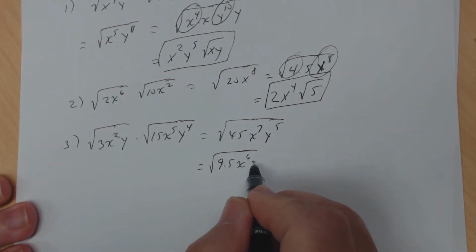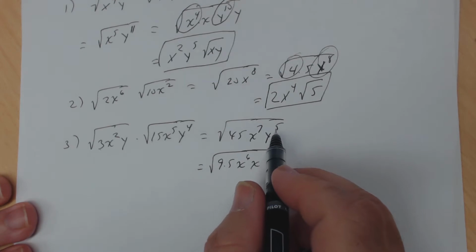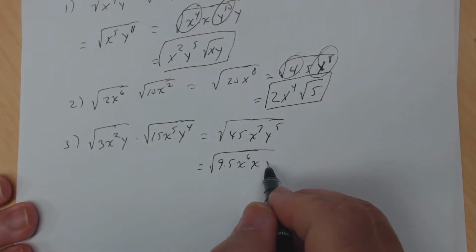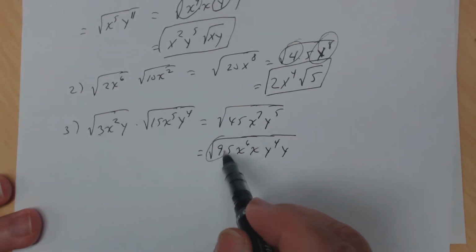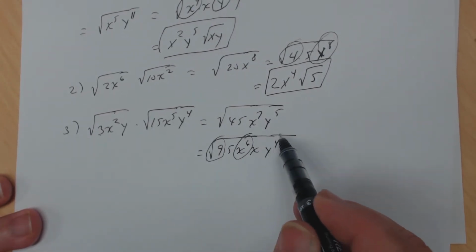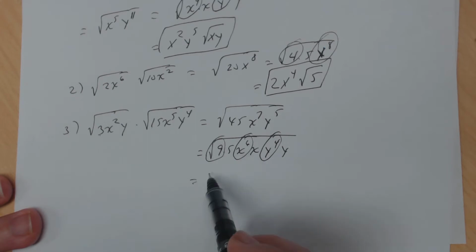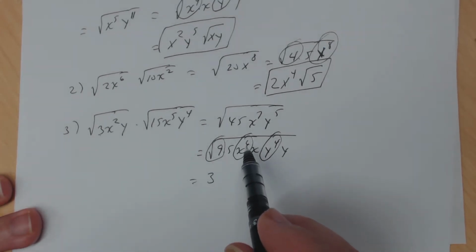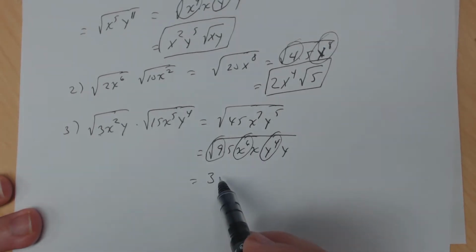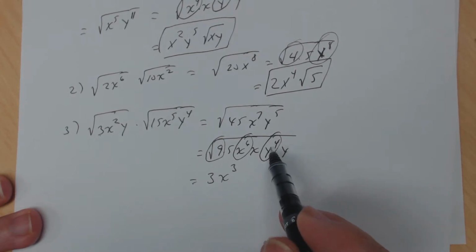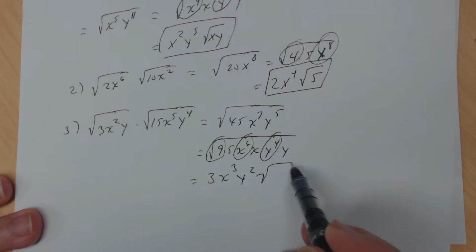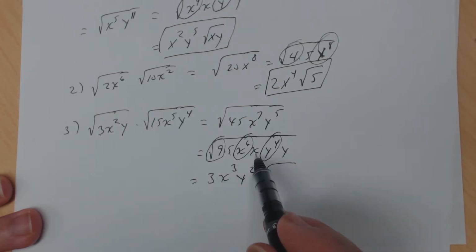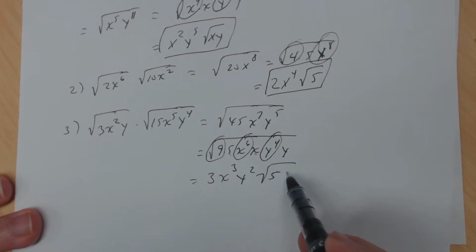So x to the 6 times x. For y to the 5th, we're going to use y to the 4th, so y to the 4th times y. And then I'm going to circle the ones that I can take the square root of. So the square root of 9 is 3. The square root of x to the 6: 6 divided by 2 is 3. And then the square root of y to the 4th: 4 divided by 2 is 2. And I'm left with the square root of y, 5, x, y.